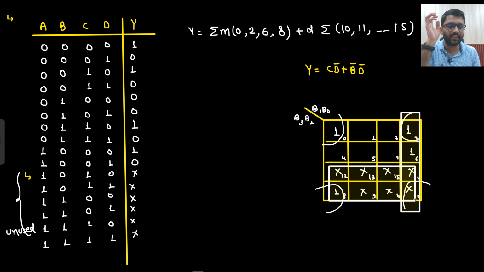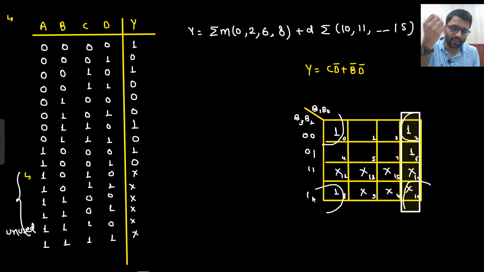Basically this octet is redundant. There is no use of this. This octet is redundant. All these ones are in the box only. So all the ones are in the box. So 0 0 0 1 1 1 1 0 0 0 0 1 1 1 1 0. So you will get the expression C bar D bar plus B bar D bar. So that's the final answer.